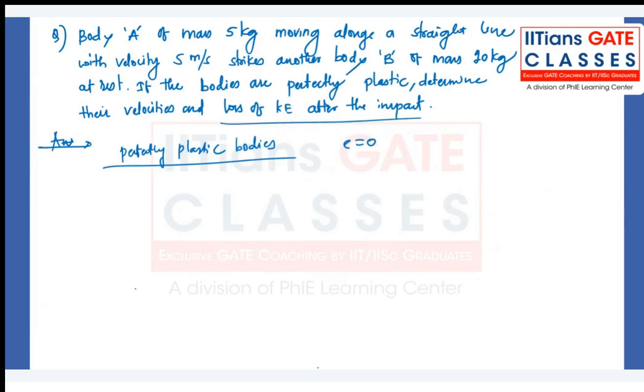Loss in kinetic energy is kinetic energy before impact minus kinetic energy after impact. So it's a very simple question. You should be able to solve it. So what is the value of the velocity? And loss in K? First answer is in meters per second, and second one the joule.